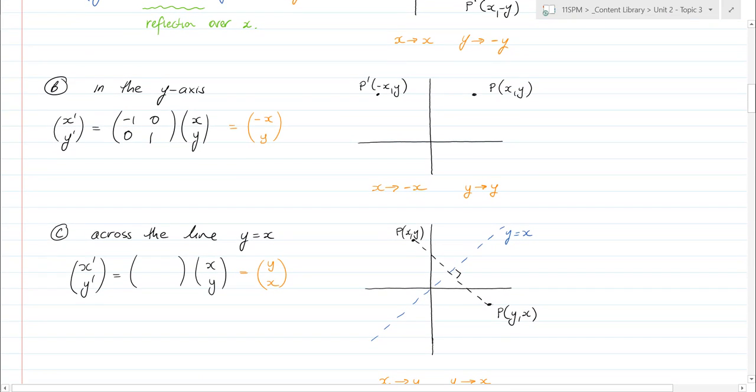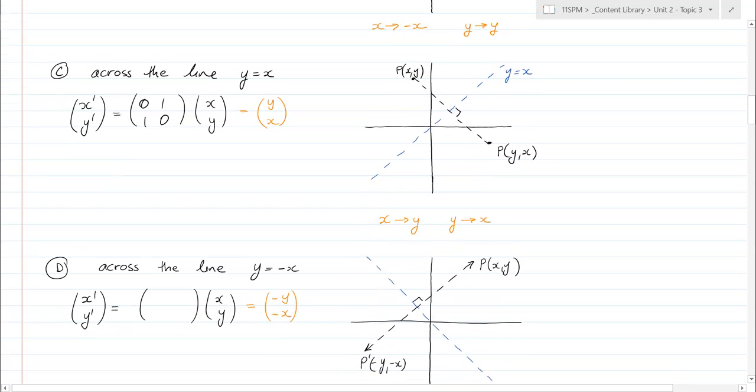The last one is taking, or there's two more, but there's two versions of this one, taking a point from xy across the line y equals x. So you're reflecting across this line that's on a 45-degree angle over to here, or from here over to here. And because of our definition of the line, y equals x, it means that the y value is going to the x value and the x value is going to the y value. How do we do that in matrix form? 0, 1, 1, 0. So we just reverse that diagonal. Is that all right? Cool.